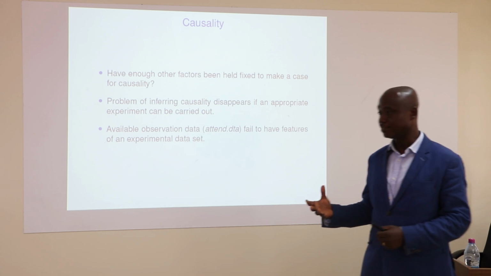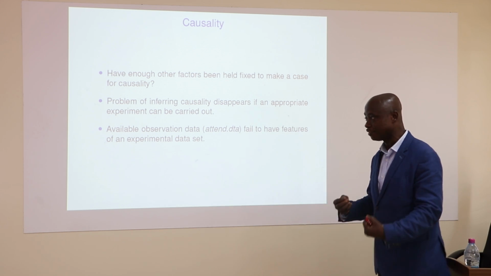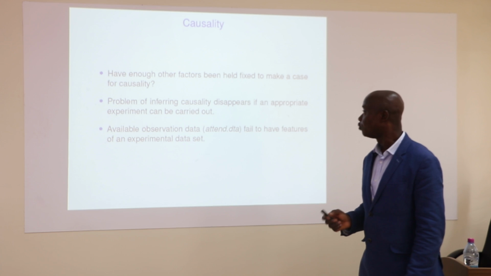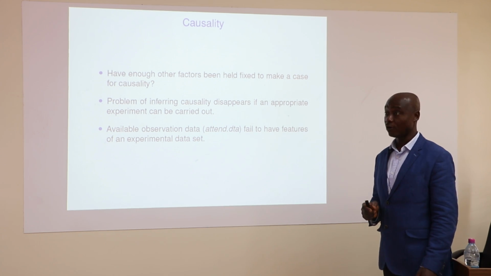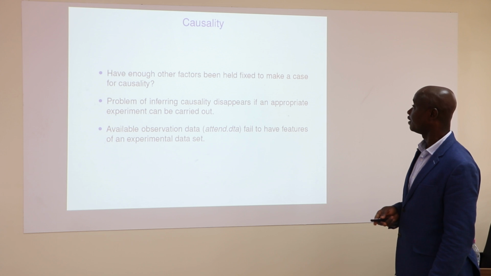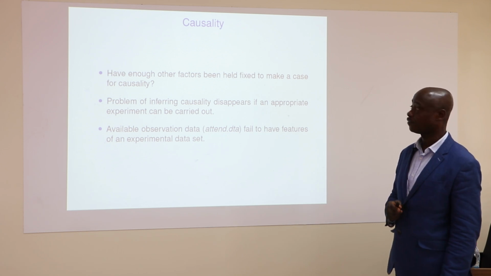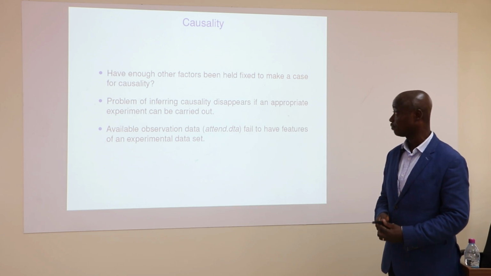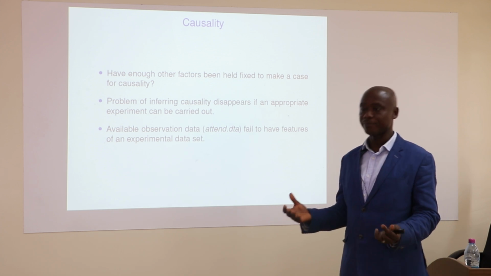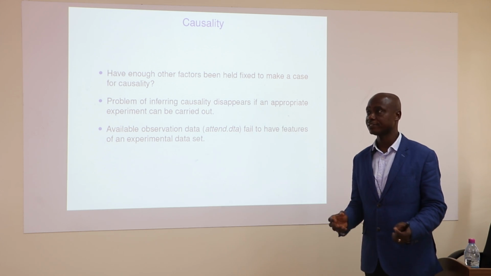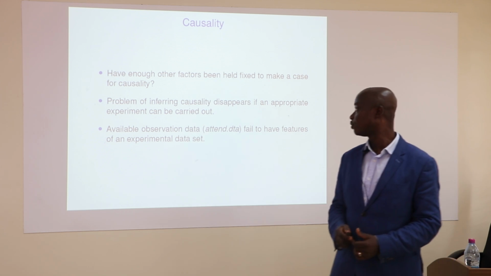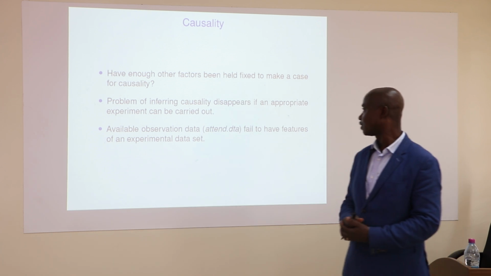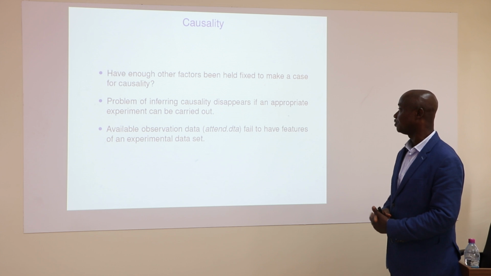Now, what we are interested in in this estimation is the causal relationship between attendance and performance, and it will be very difficult for us to use the ordinary least squares estimator to achieve causality. So the first question we should ask ourselves is, have enough other factors been held fixed to make a case for causality? If we have experiments, then it's easy to establish causality. For instance, we know the control and we know the treated groups. Now looking at our data, attend.dta, it's not easy to do any experimentation here.